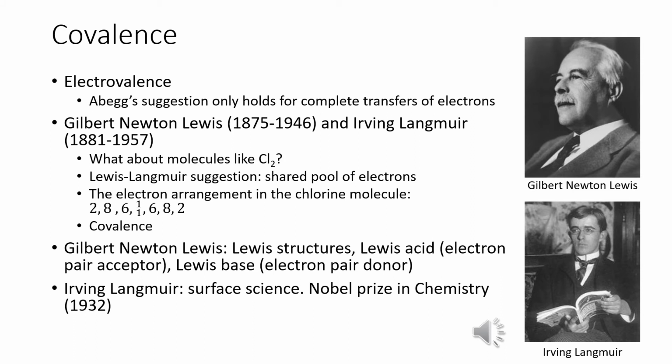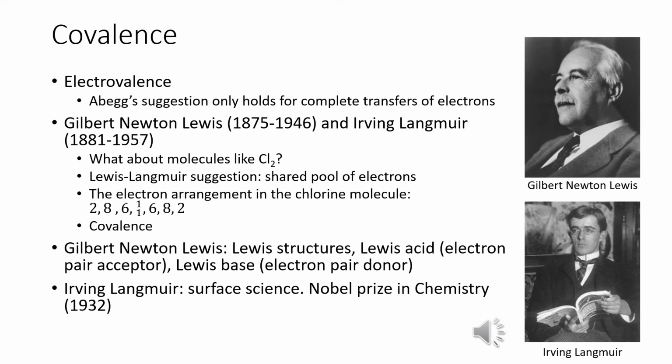This suggestion by Abegg is known as the electrovalence. It is useful to understand some chemical interactions, but not all. For example, there was a question about a molecule like chlorine, because if the only mechanism to understand the chemical interaction between atoms is Abegg's suggestion, then the chlorine molecule would not exist, because what chlorine needs is to take one electron in order to achieve the inert gas configuration. So there is a difficulty in explaining a molecule like chlorine.